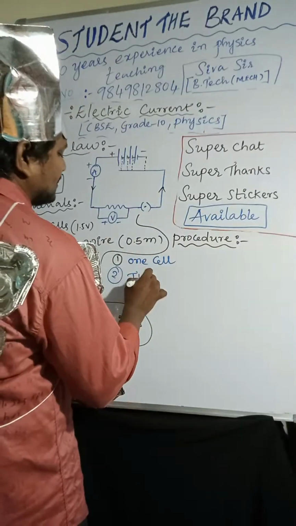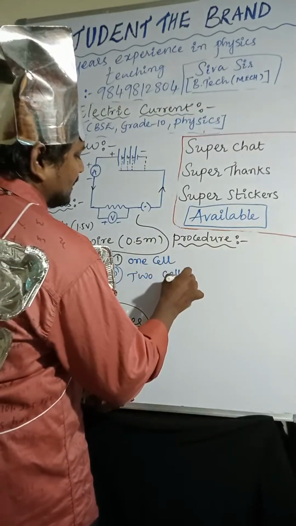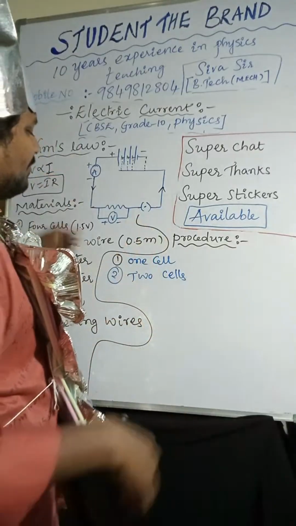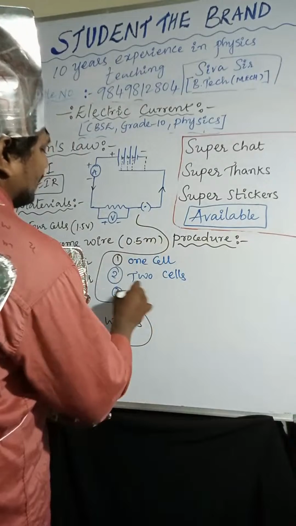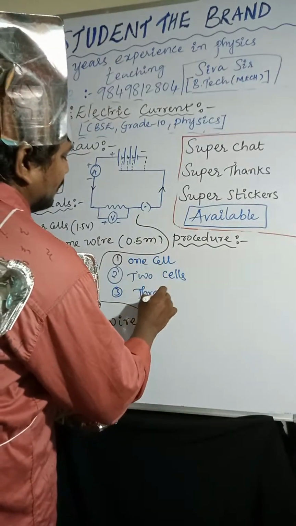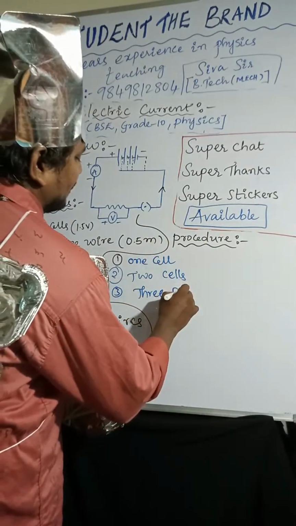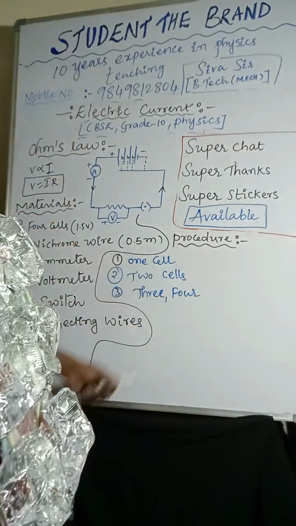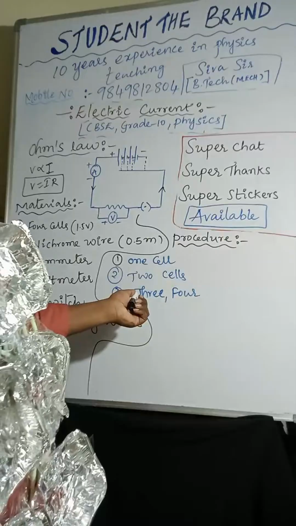Connect two cells and note down the reading of ammeter and voltmeter, and repeat the process for 3 and 4, and mention it in the tabular form given below.